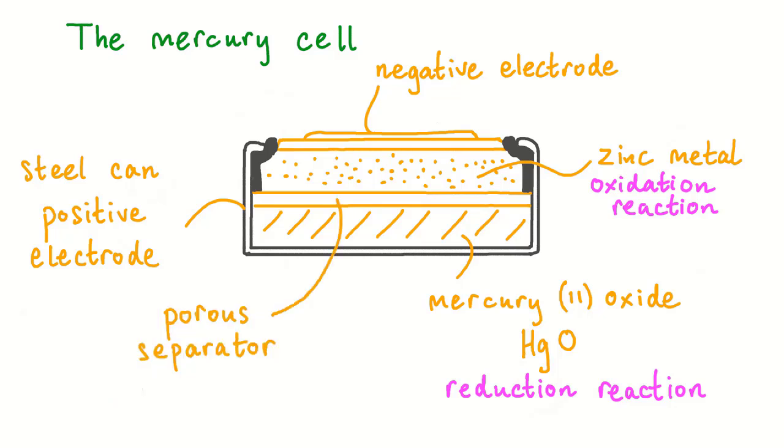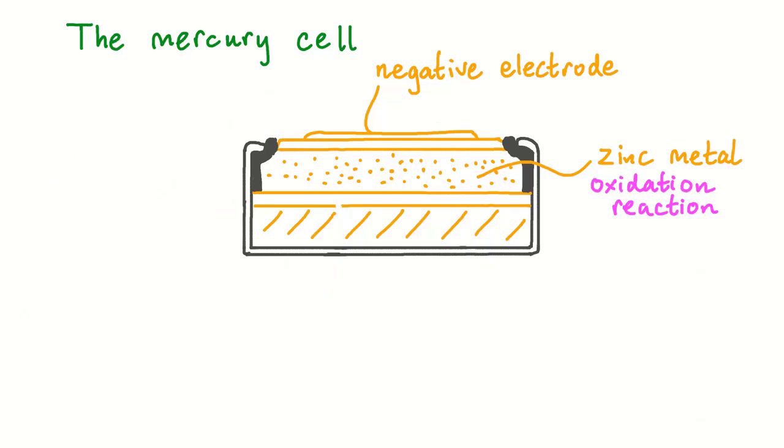A porous separator keeps the chemicals in the anode and cathode apart. The porous separator contains electrolytes that allow for the movement of ions and hence charge to complete the circuit when the battery or cell is operating. To prevent a short circuit in the cell, an insulating seal separates the anode and the cathode. It also contains the chemicals to stop them leaking out.